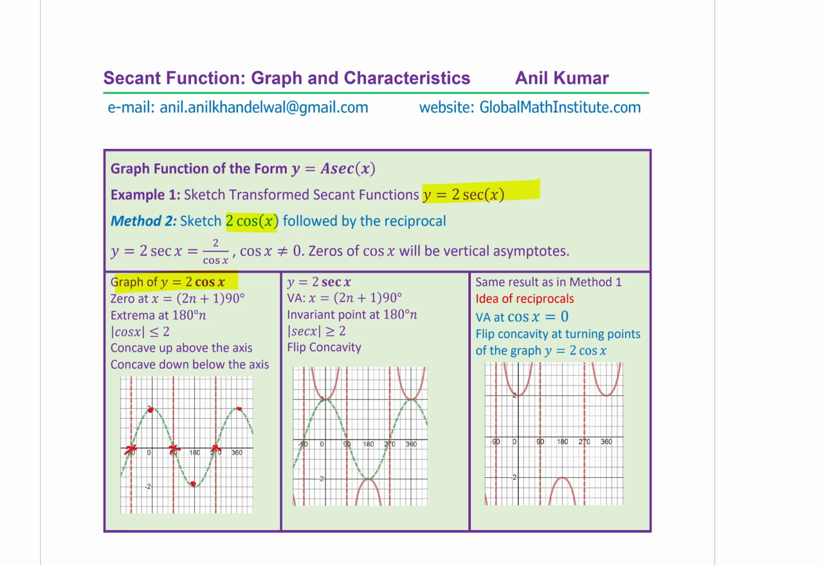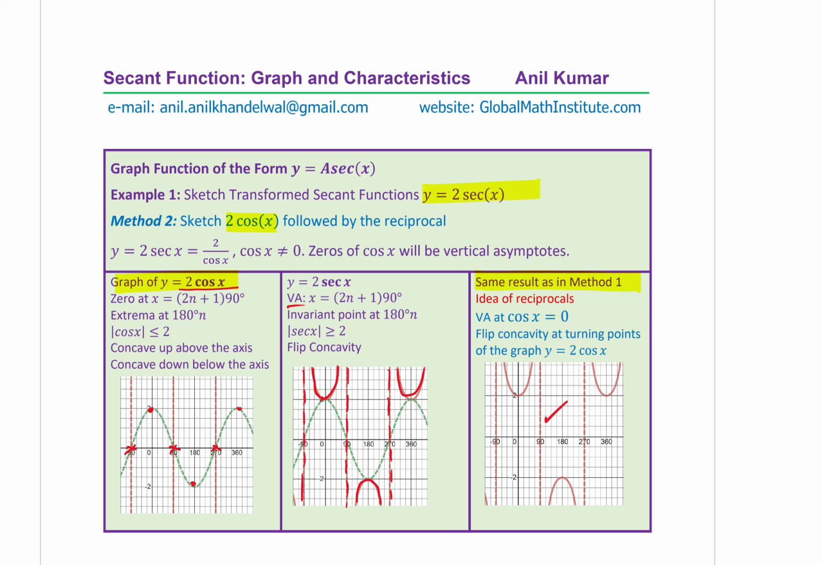So we have sketched the cosine function here, which is 2 cos x, right? Vertical stretch has already been taken care of. Now, if I draw the vertical asymptotes for the zeros, since secant is a reciprocal function, zeros will be converted to vertical asymptotes, right? And we flip over from the invariant points, then what do we get? We get the secant function which we got last time. Exactly the same function. You get the idea. So that is very important to understand. The result is absolutely the same.